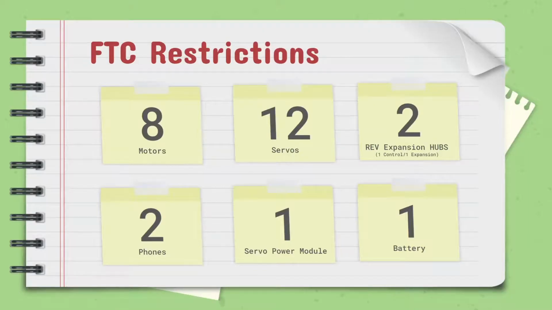And then here are the FTC restrictions for motors and servos. 8 motors is the max for FTC. 12 servos is the max. 2 Rev Expansion Hubs, or 1 Control Hub and 1 Expansion Hub. 2 phones if you don't have a Control Hub. 1 power servo module and 1 battery.